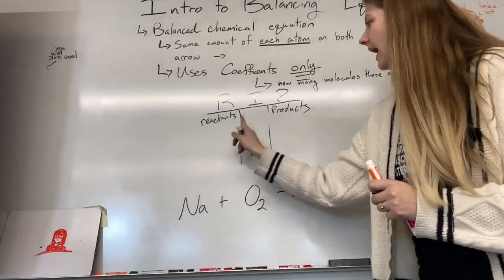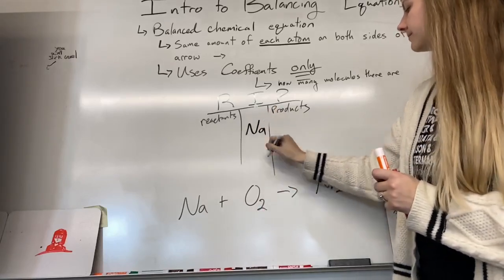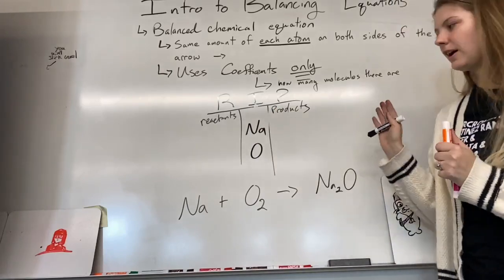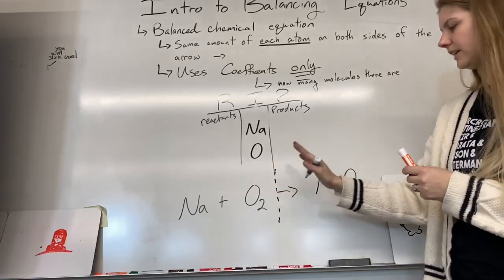So let's write down every atom we have, every individual element. We have sodium and we have oxygen. Now we're going to count how many of each element we have on both sides of our arrow. Our arrow is right here, so we're looking on either side.